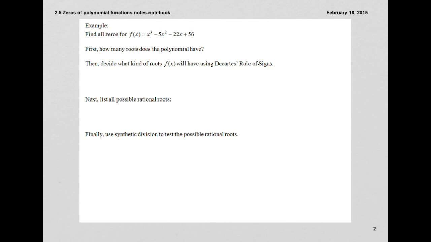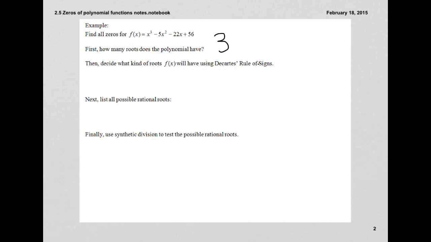Now, looking at our example, we're going to find all the zeros. Well, to find out how many roots I'm going to have, first I have to know the degree of the polynomial. You find the degree by taking the highest exponent in the function. In this case, it's the 3. So that means I have 3 possible roots.